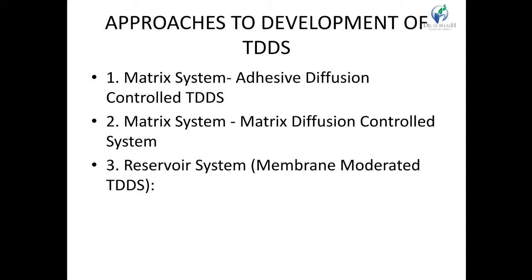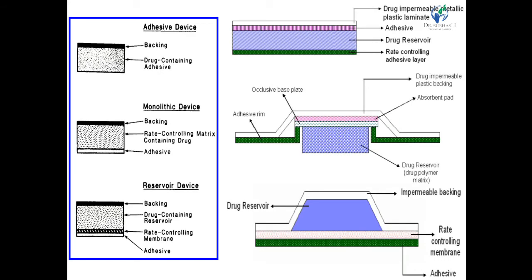The next important part is the approach to development of transdermal drug delivery systems. Generally these are the matrix systems, the adhesive and diffusion based, and the reservoir type, the membrane based system. Here the diagrams are given for the adhesive type, the monolithic matrix type, and the reservoir type systems. In the adhesive type, there are drug-containing adhesive layers, drug reservoirs, rate controlling adhesive layers, and the upper drug impermeable metallic backing materials.